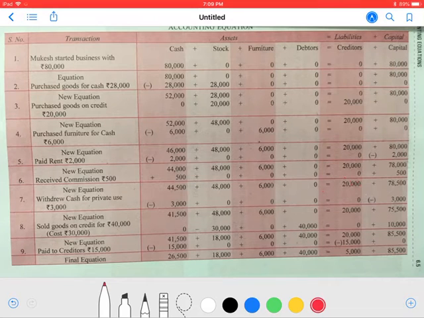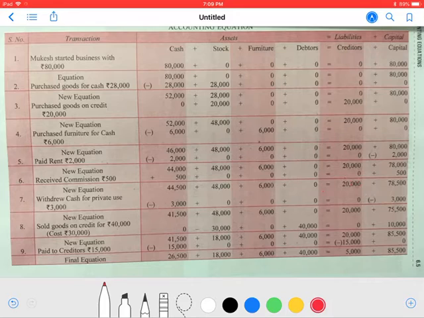Good morning, students. Today we are starting a new chapter, that is accounting equation. And students, actually, we have to prepare some accounting equations in that chapter. And equation, you should know, it has two sides and both the sides should be equal in values.